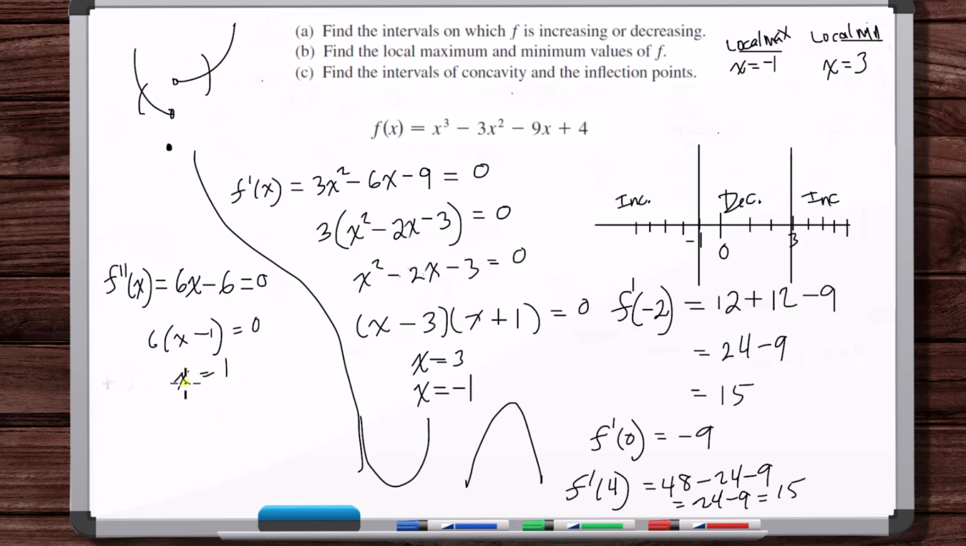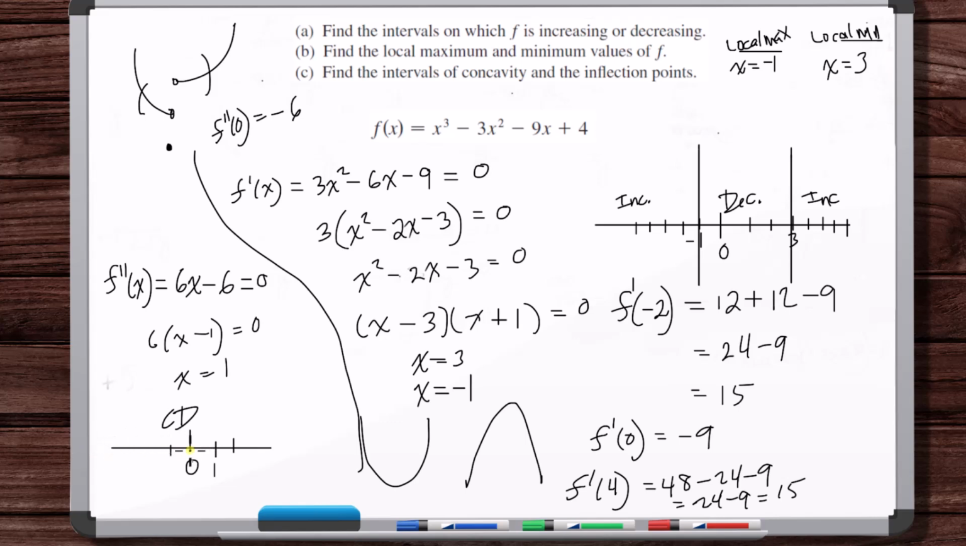Okay, we only have one point where the second derivative could change signs, at x is equal to 1. So just plug in to the left and right to see the sign of the second derivative. f double prime of 0 is equal to -6. So it's concave down. It can't change anywhere out here. It has to stay concave down anywhere where it's less than 1.